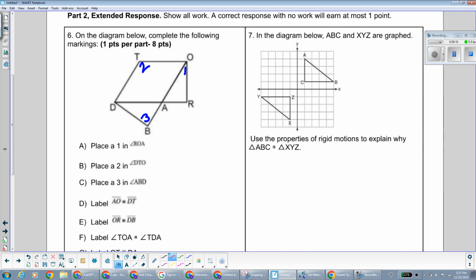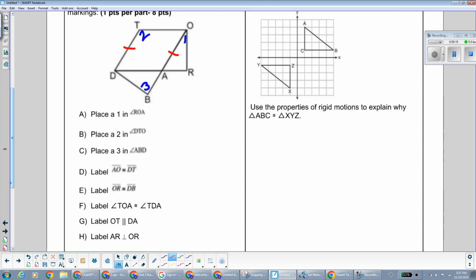AO congruent to DT. Here's AO. Here's DT. OR congruent to DB. Here's OR. Here's DB. Angle TOA congruent to angle TDA. OT parallel to DA. And AR perpendicular to OR. That means they form right angles where they intersect. That's a right angle. Sorry, my box is a little messed up over here.